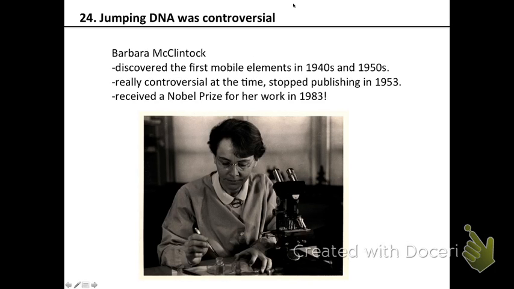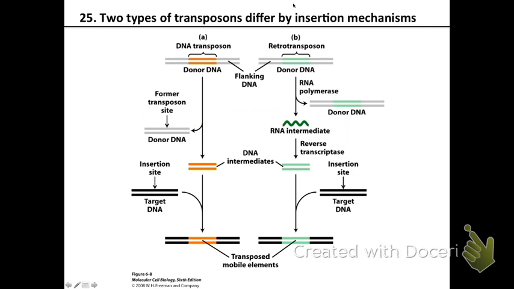And then, of course, quite a few years later, people replicated her results and realized that there are mobile elements everywhere, and she was properly recognized. All right, so there are two different types of mobile elements. We're going to talk about them. We generally classify them based on the mechanism by which they jump from one place to another. So we have DNA transposons and we have retrotransposons.